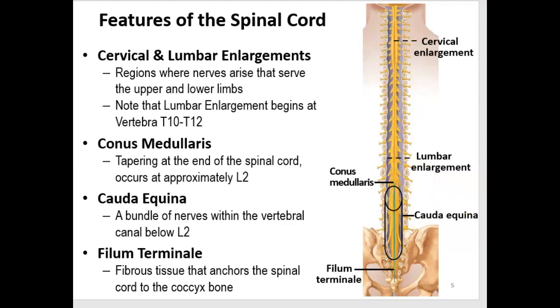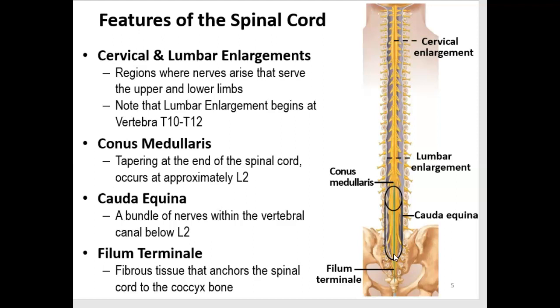The point at the end of the spinal cord is called the conus medullaris. I'm not exactly sure why we learned that, but it's just a tapering. It's kind of like a V. And then beyond that is the cauda equina, and that's just a bundle of nerves that are traveling inferiorly within the vertebral canal.